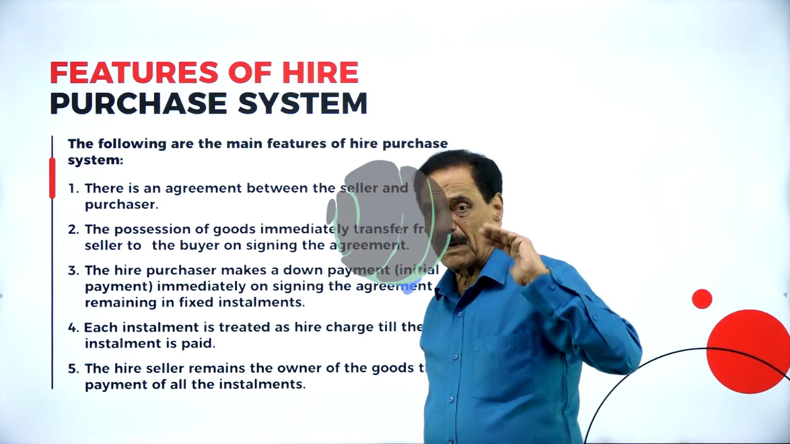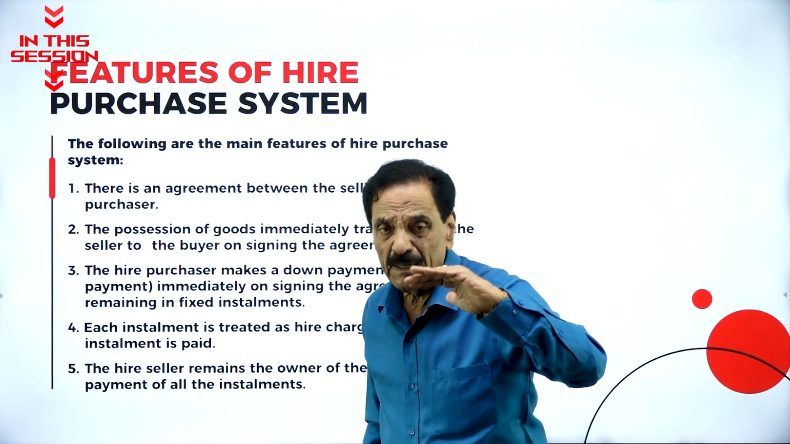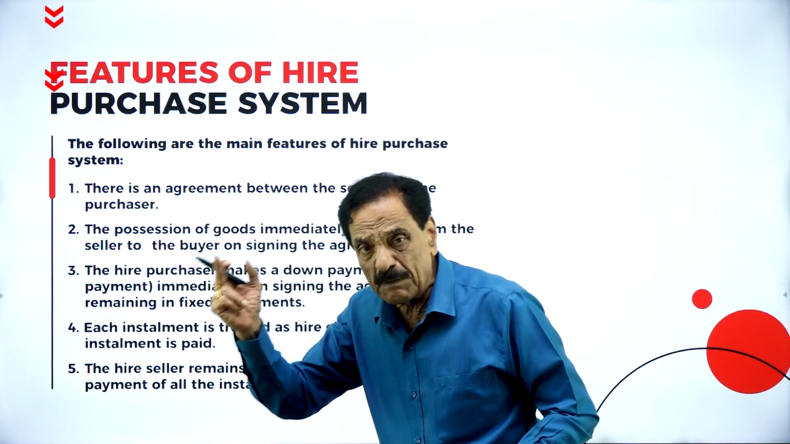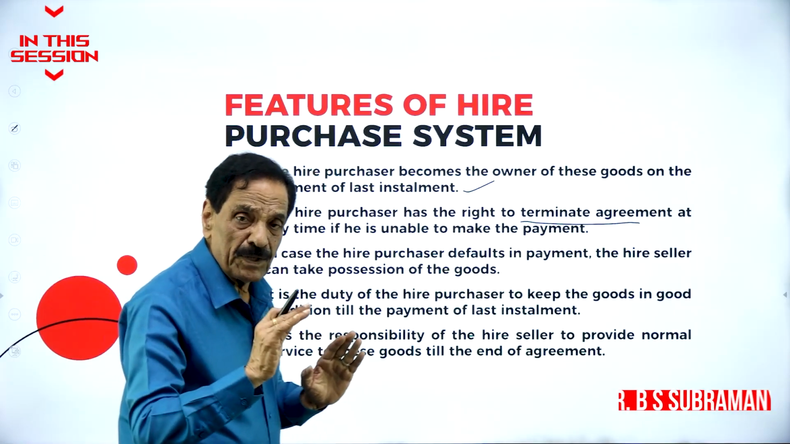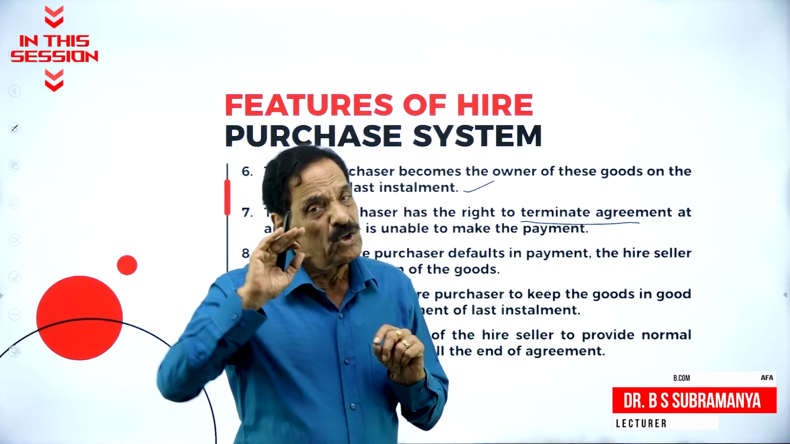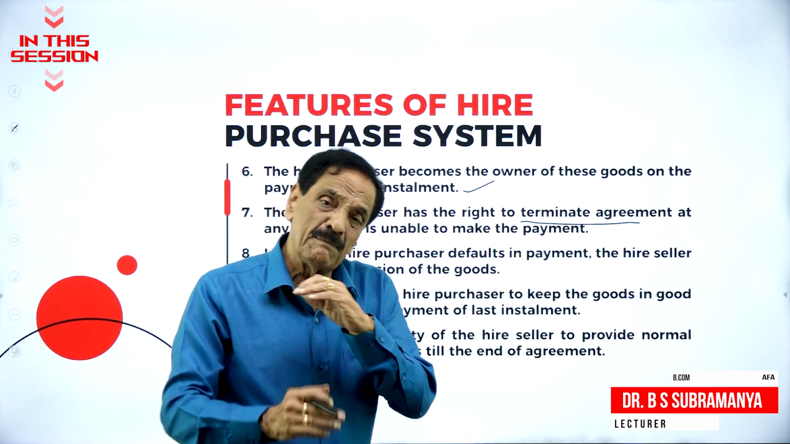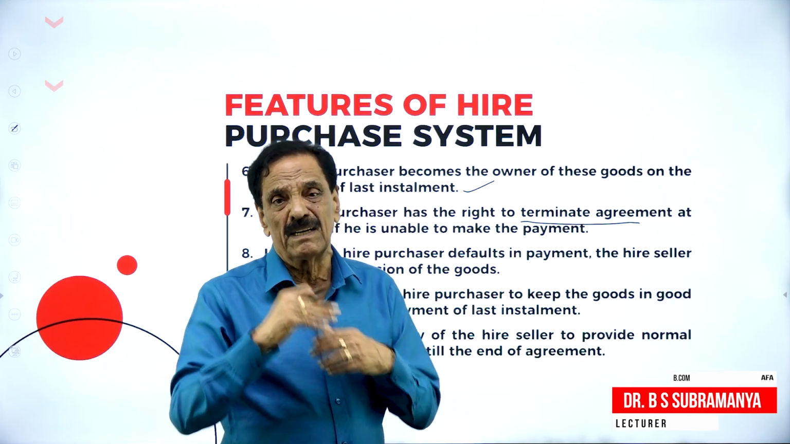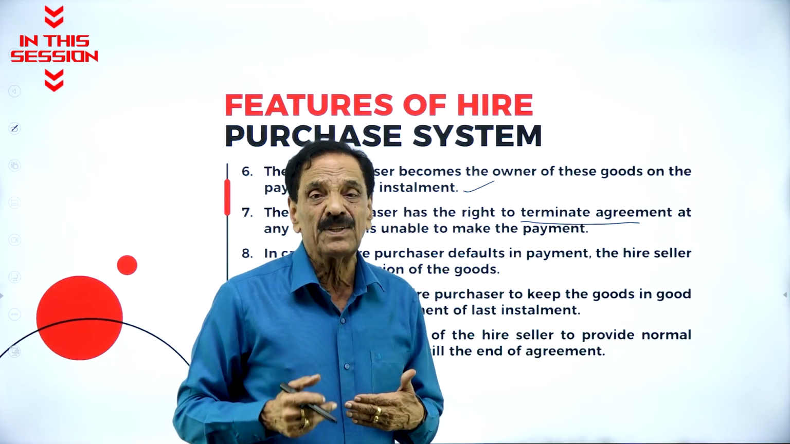At the time of the purchase, there is an agreement between the hire seller and hire purchaser. If the hire purchaser is not in a position to pay any installment, he may terminate the agreement and say that the goods can be returned to the hire seller.